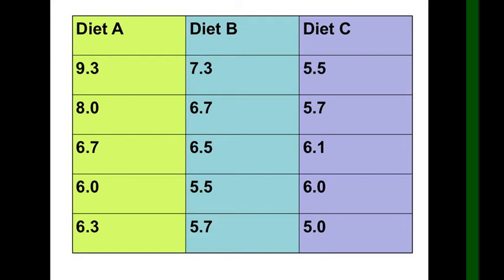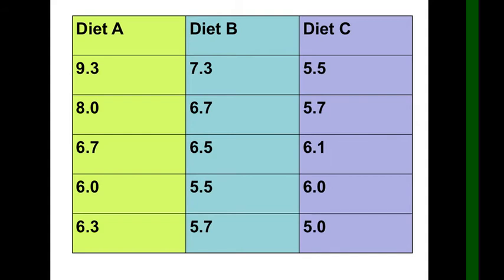For diet A, we have 9.3. I don't know what 9.3 is all about. 8.0, 6.5, 6.7, 6.0, 6.3. Maybe this will be their kilograms. Diet B is 7.3, 6.7, 6.5, 5.5, and 5.7. And diet C is 5.5, 5.7, 6.1, 6.0, and 5.0.